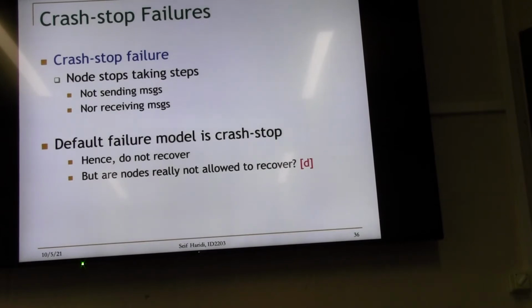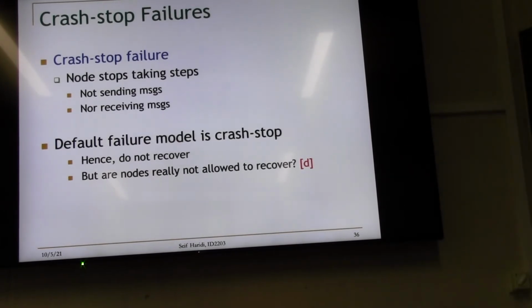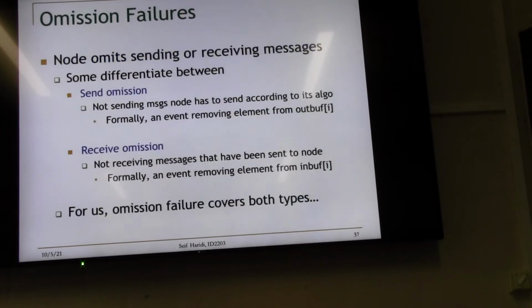So in the case of distributed databases, where we have stable storage, we will use a case where it does recover. Okay? And then we have another thing called crash recovery. But by default, we will assume it's crashed, it's dead forever. Okay? And then there's another kind of failure, omission. This is like a temporary glitch. Okay? The node forgets to send a message.